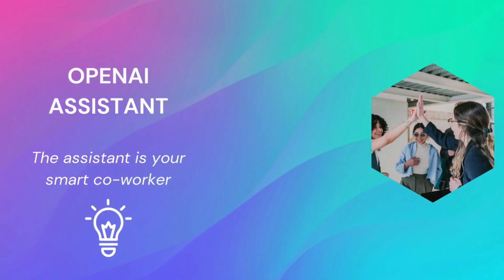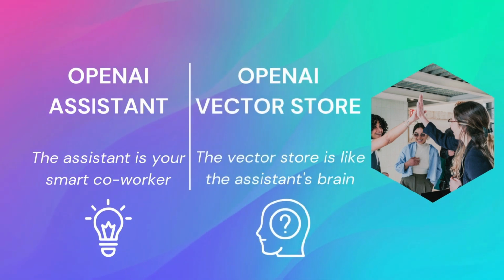The system uses two main parts, the OpenAI Beta Assistant and the Vector Store. You can imagine the assistant is like your super smart coworker who knows every company policy inside out. And the Vector Store is like the assistant's brain. It takes those big, long, boring policy documents and transforms them into something the AI can understand.